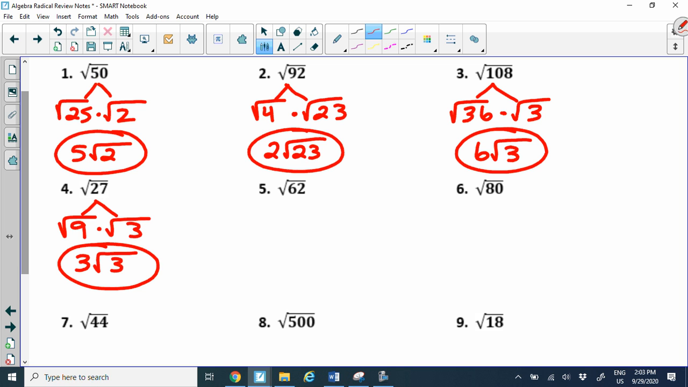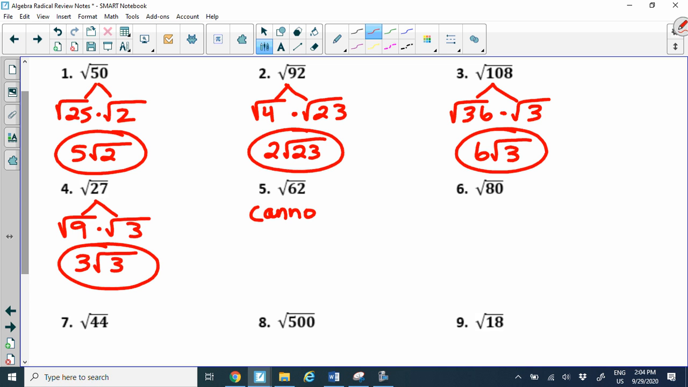Okay, let's look at 62. Well, if we look at our list, this is not a perfect square, but let's see if there are any. Well, we know 64 is too large, so let's try 49. Plug that into your calculator. Okay, that doesn't work. Try 36. Nope, that doesn't work. 25. Nope. 16. Nope. 9. Nope. 4. So, in this case, there are no perfect squares that go into 62 evenly, so this means we cannot simplify.